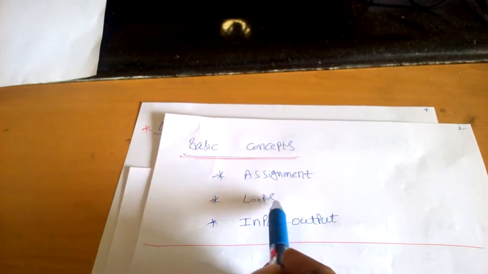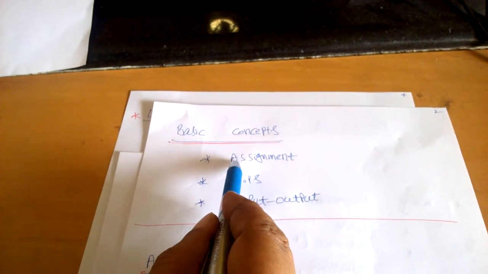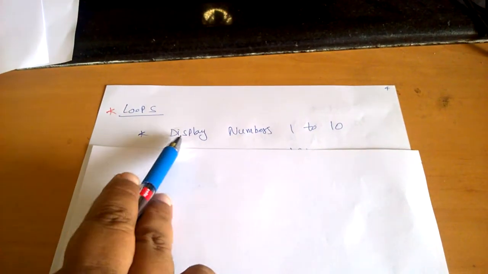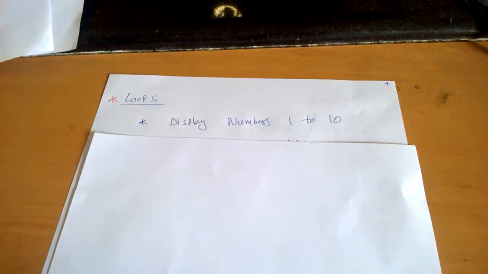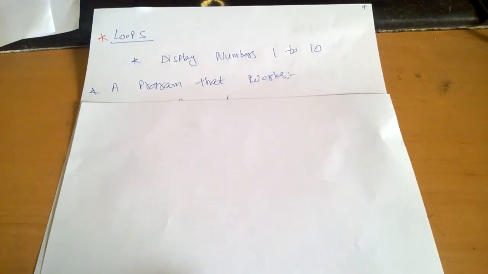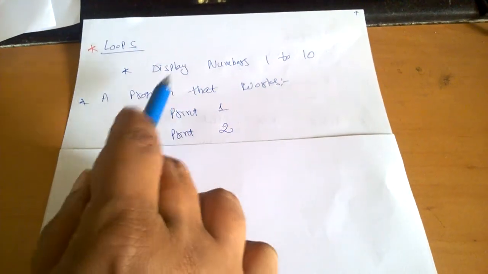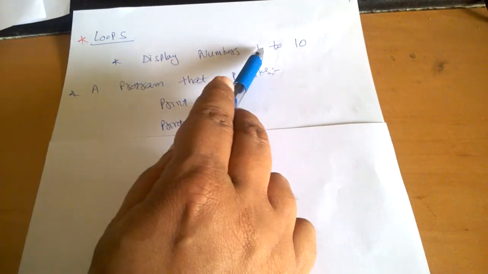Now what we will do is we will continue with our next construct. As we said earlier, we have assignment, loops, and input output. So we have seen an assignment. Now we will look into loops. We will take an example, display numbers 1 to 10. We will always go with an example, it's easier to understand. Now what we need is a program that displays numbers 1 to 10.